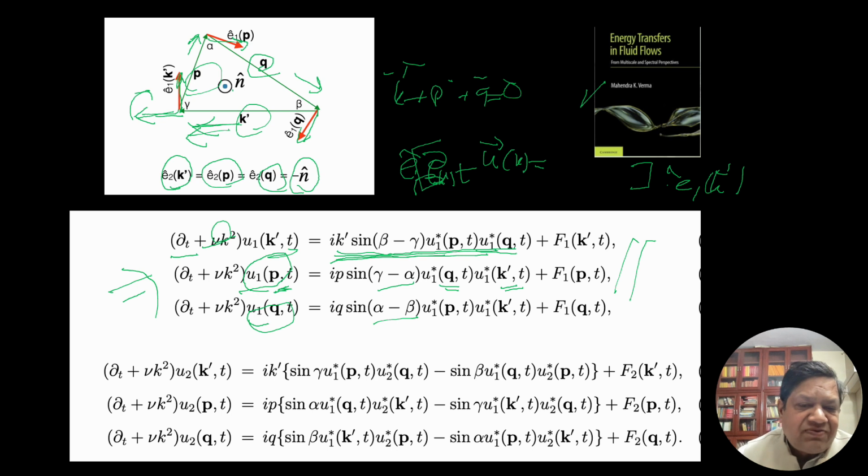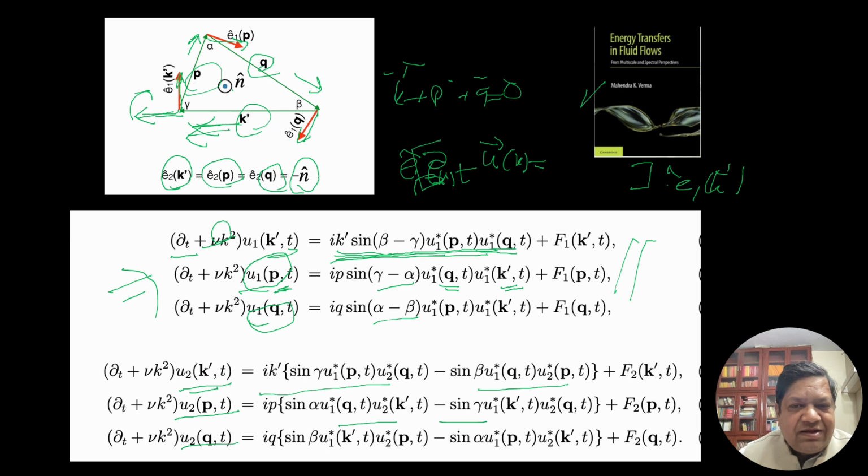Similarly, we can write down equations for U2, which is into the board: d by dt of U2 of k prime, U2p, and U2q, and this is slightly more complex. So these are the expressions. It's a bit of algebra, but nothing very complicated.